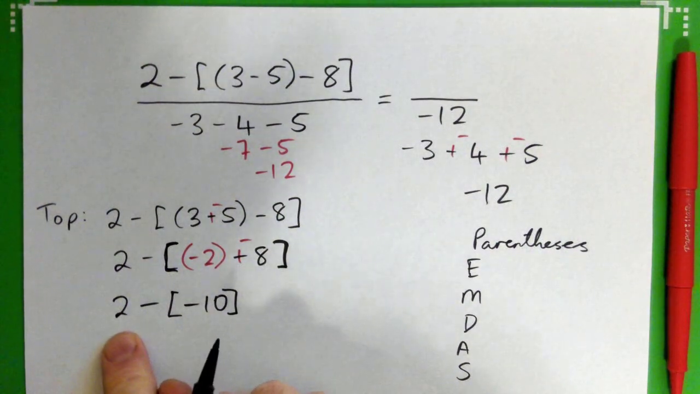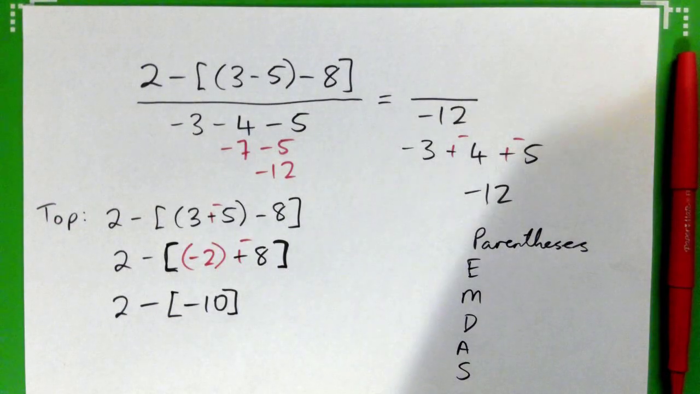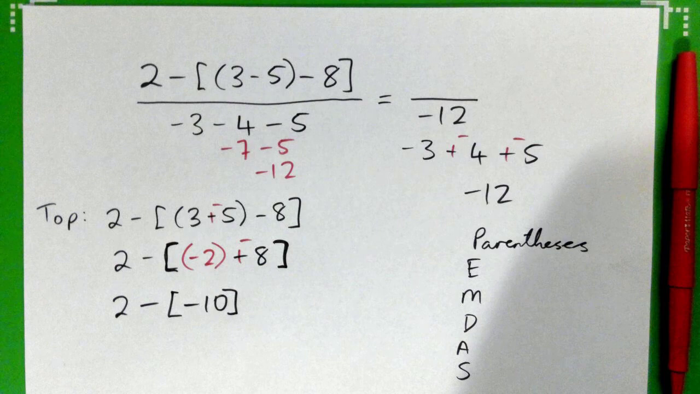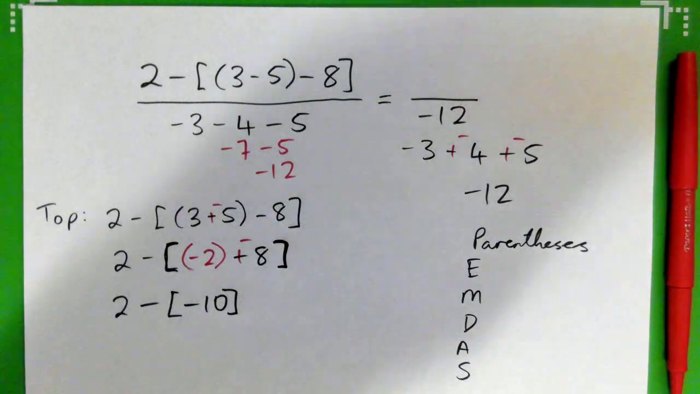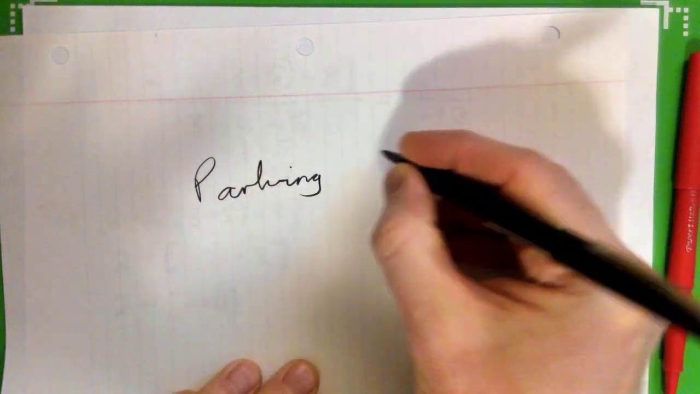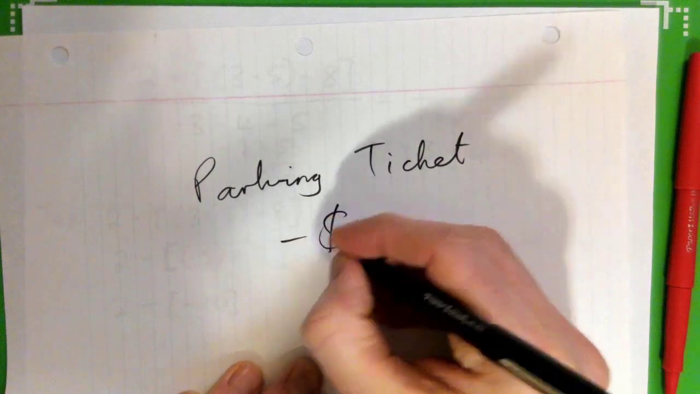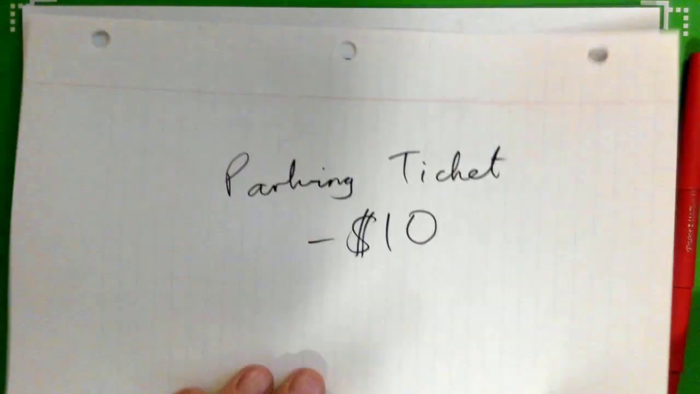So what does this make? 2 subtract negative 10. Subtracting a negative is like canceling a bill of $10, like a parking ticket, which is usually more than that, might be more like $50. But imagine there was a parking ticket for $10. All right, here's the parking ticket for $10.